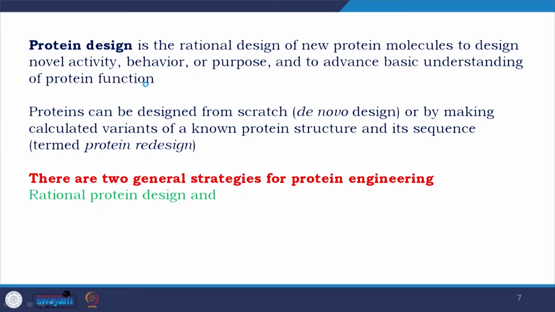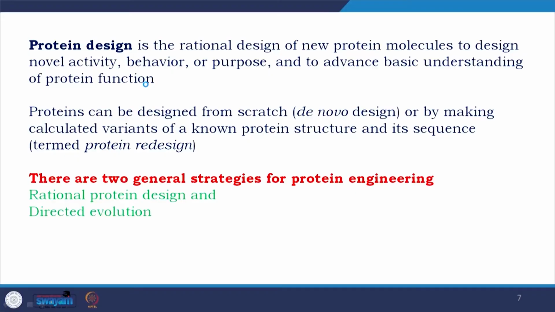So, you could do de novo design of a protein with a novel fold, with a combination fold which is not present in nature, and that is called de novo designing. But if you take one protein and alter it towards a different activity, it is called protein redesign. Generally, the strategies of protein engineering are divided into two major fields. One is rational protein designing, which is the actual process which people have adopted. The other one is directed evolution.